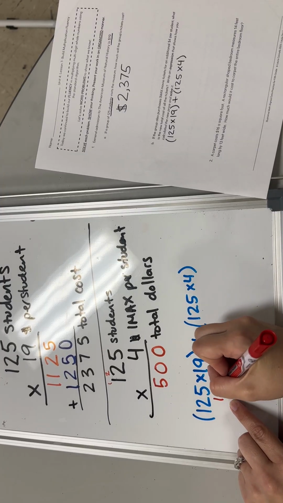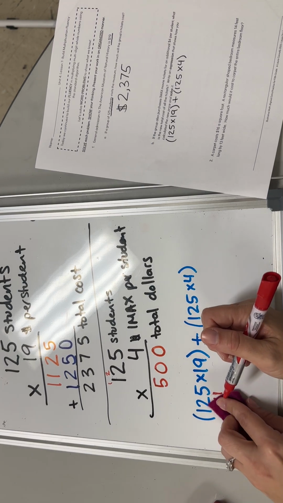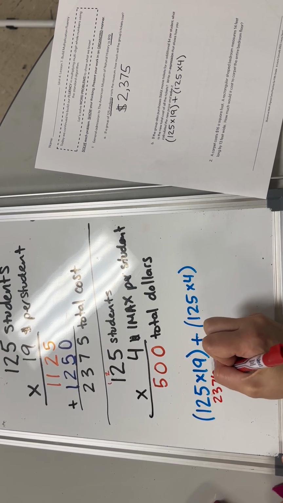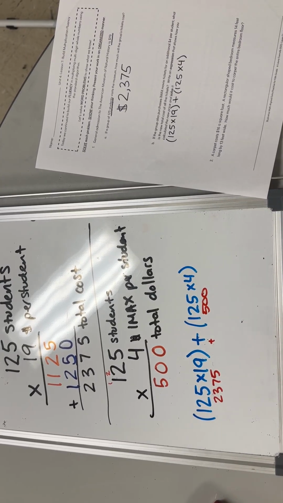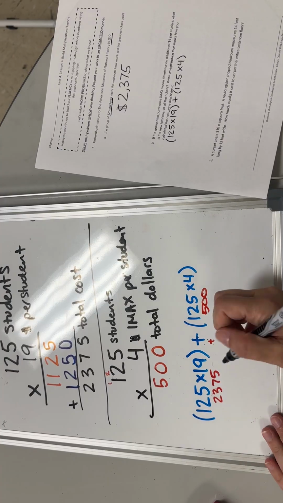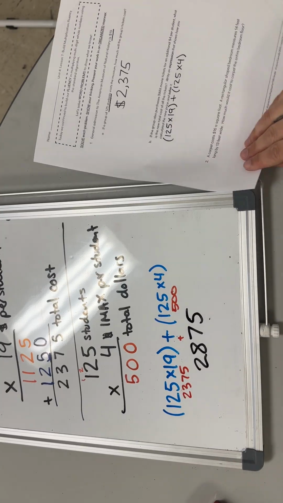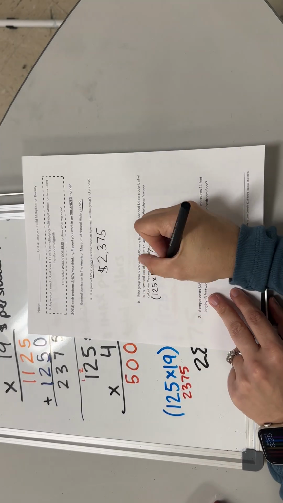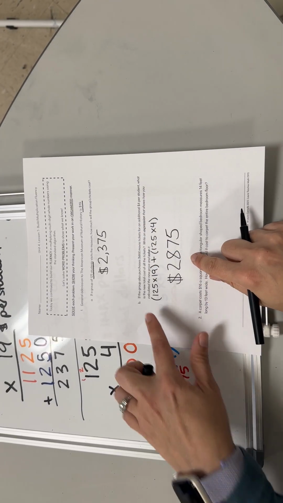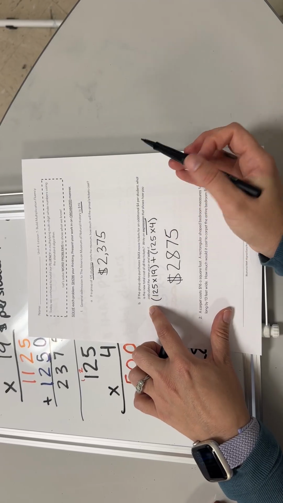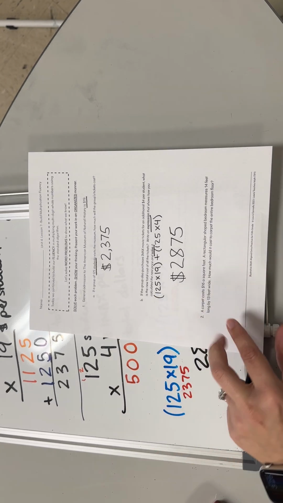That was 1,100, or sorry, that's my first partial product. That in fact was 2,375 plus 500. My total cost is going to be 2,875. So I'm going to go ahead and write down that total cost for the students. Remember that they wanted us to write both the expression and the solution. So I had to write out the equation and the answer.